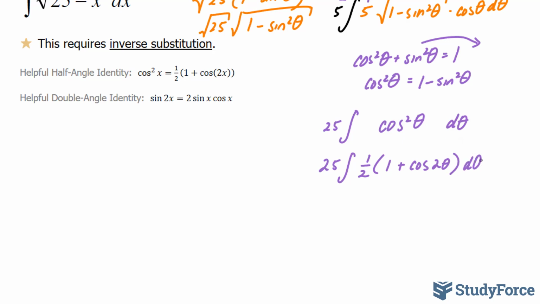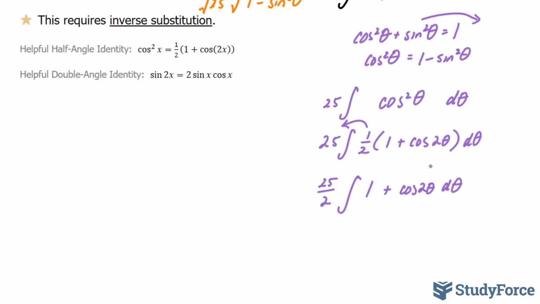This part still hasn't changed. I'll pull out this half, and if I do that, I end up with 25 divided by 2. I'll leave it as a fraction, 25 over 2, the integral of 1 plus cosine 2 theta d theta. Now this function isn't a walk in the park. We still need to integrate the 1 and the cosine 2 theta.